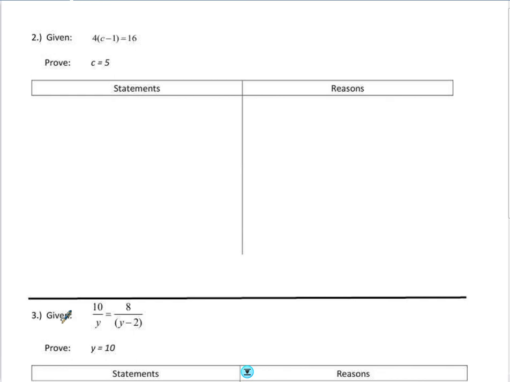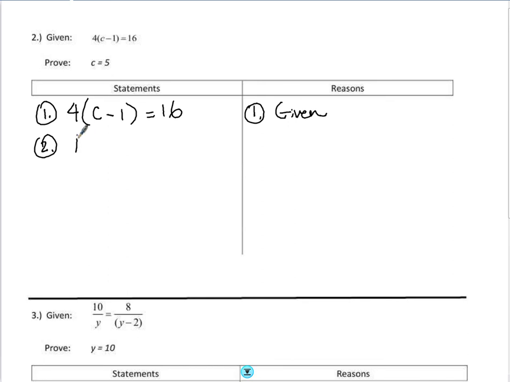The first thing I'm going to do is write down the given information. So I'm going to start with 4 times the quantity c minus 1 is equal to 16. The reason I'm writing that is that it's given. Step number 2. I see a set of parentheses here with a 4, so that makes me think I want to distribute. So I'm going to multiply the c by 4 and the negative 1 by 4. And what I'm going to end up with here is the distributive property. That's my reason for doing that.